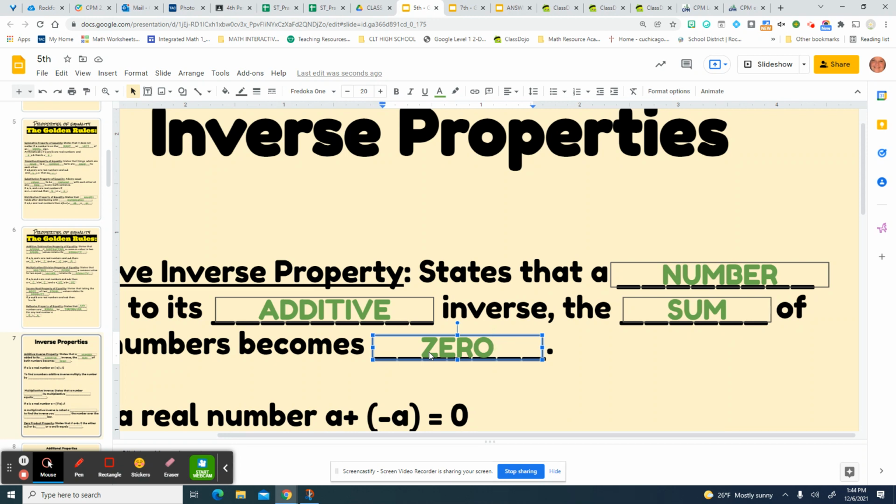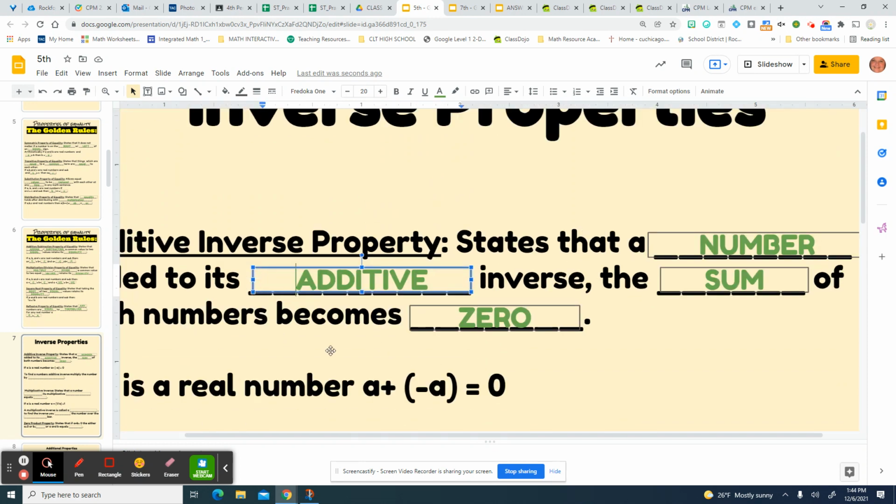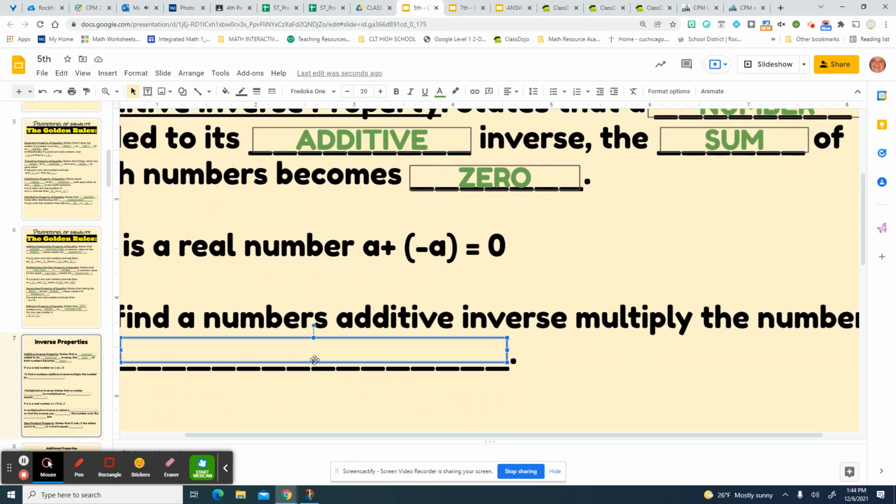Because in math, if we want to eliminate something, if we want to eliminate addition or subtraction, we're trying to get that to a 0. If we want to eliminate multiplication or division, we're trying to get that to a 1, right? So to find a number's additive inverse, we multiply the number by negative 1.